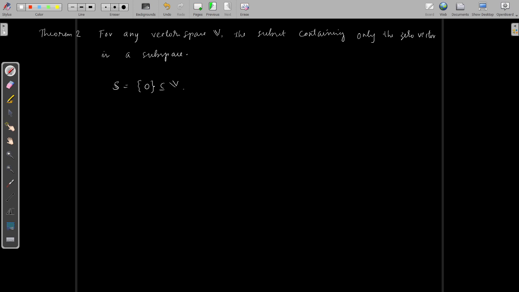a subspace. That is easy because if you consider the characterization of the subspace, we need to verify two closure properties. First, we need to verify 0 plus 0. This is clearly 0, an element of S, and alpha times 0 is equal to 0 as well, an element of S. Then these two statements together imply that S equal to the singleton set {0} is a subspace. So this proves theorem 2.